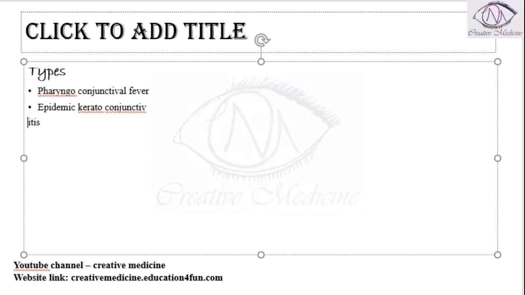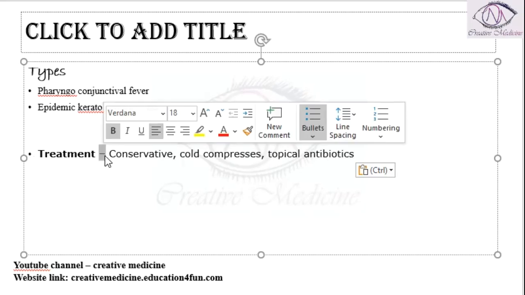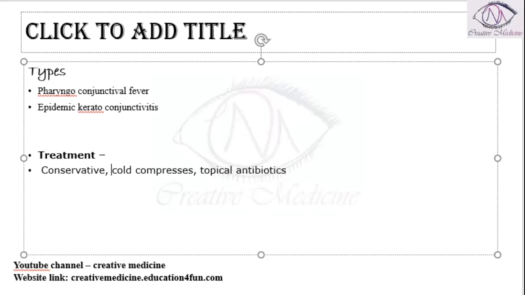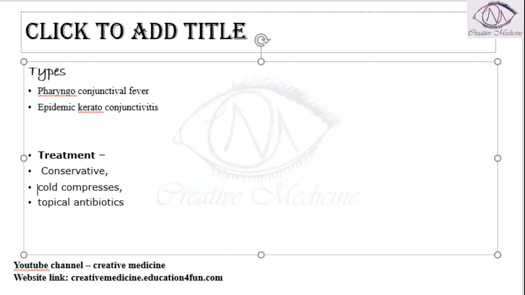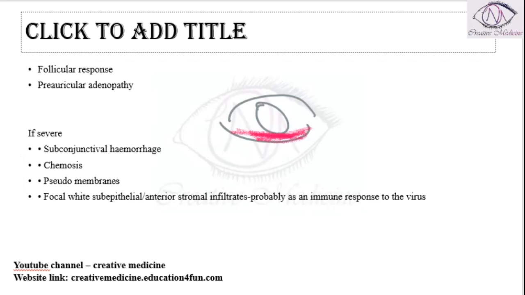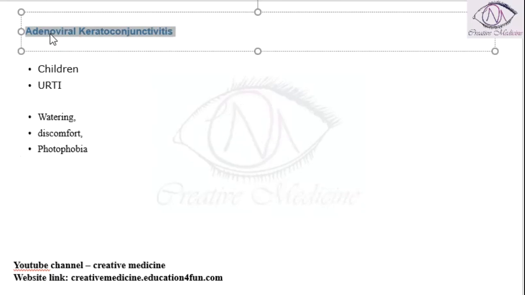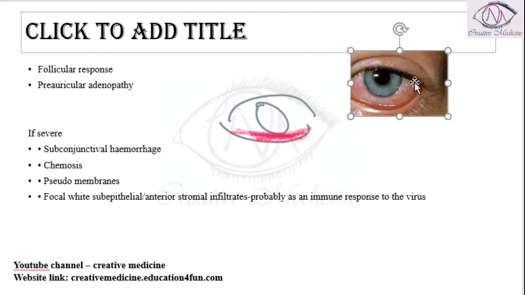Now, treatment of this adenoviral keratoconjunctivitis: we can give conservative treatment to the patient along with cold compress and topical antibiotics. These topical antibiotics are mainly given to prevent secondary infection. Conservative treatment and cold compress can also be given to the patient. Redness is seen in adenoviral conjunctivitis, like this.